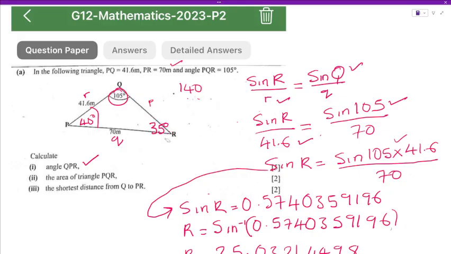Now we are done. Okay, the angle at R is 35 degrees. The angle at P is 40 degrees. According to the property for triangles, when you add all the interior angles, you should get what? 180. So 105 plus 35 is 140. 140 plus the 40 at P, you get 180. We are now done. So the angle QPR is 40 degrees.